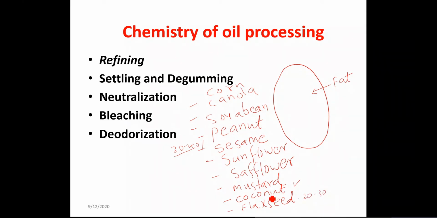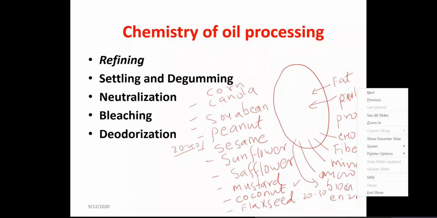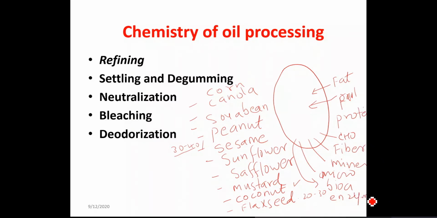But in the seed, there is not only fat, there are other constituents also present, like protein, carbohydrate, fibers, minerals, other micronutrients, and other bioactive constituents like enzymes, antioxidants, or lipase or lipoxygenase. Such a complex system.